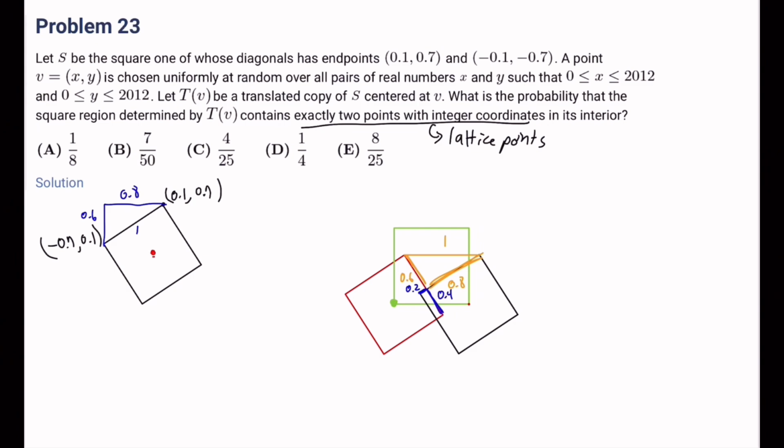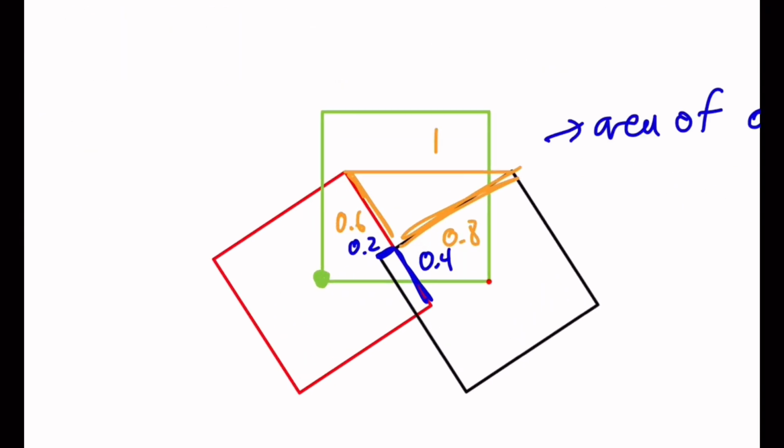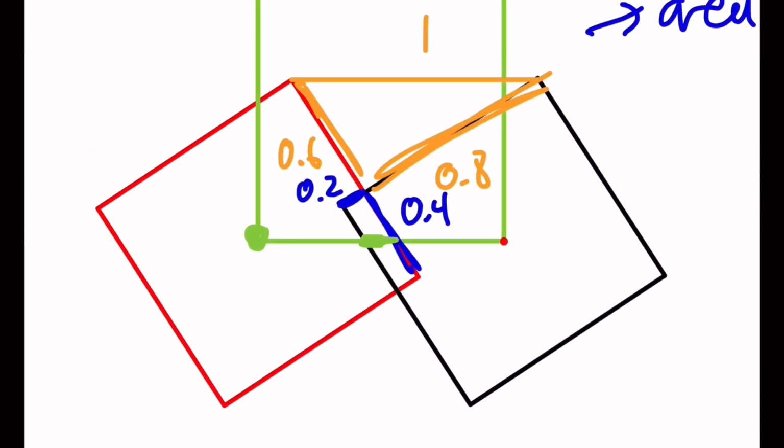So the area of overlap is going to be equal to 0.2 times 0.4, which is 0.08. That's the area of the whole blue region. But since we're only dealing with this unit square, it should be just the region within that unit square. And so we see that this much is just the bisector of this rectangle.